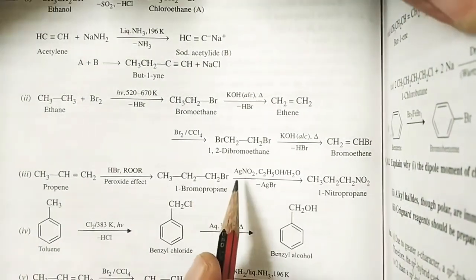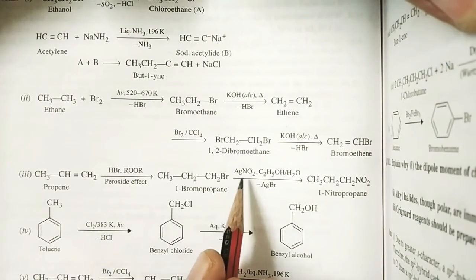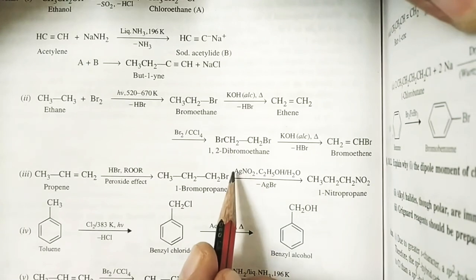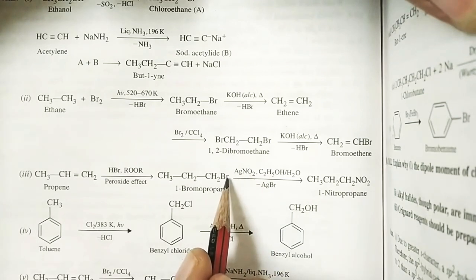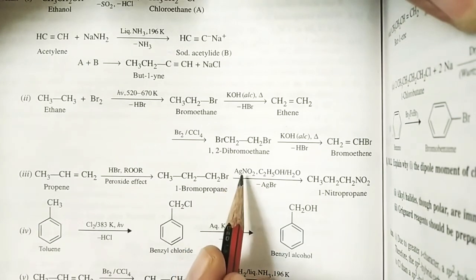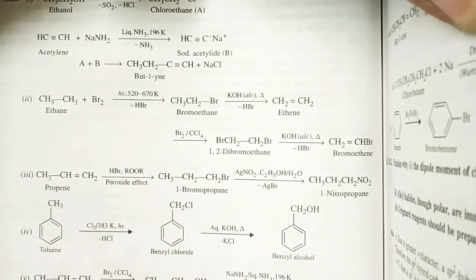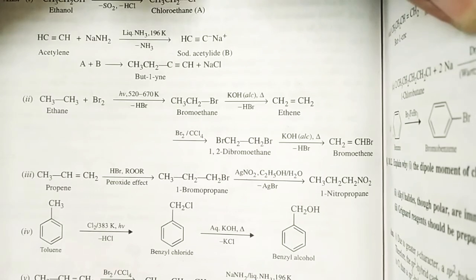So it reacts with silver nitrite. It's an ambident nucleophile, because this compound is an ambident group. So Ag is connected with bromine, and NO2 is attached here. So CH3CH2CH2NO2, 1-nitropropane, is our product.